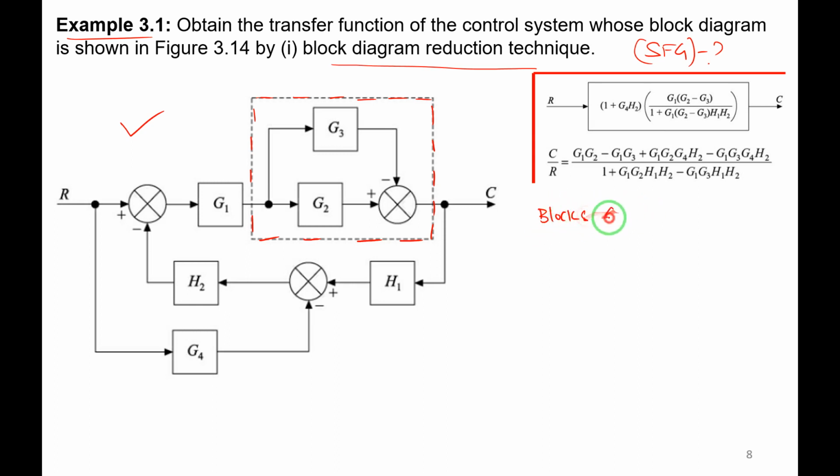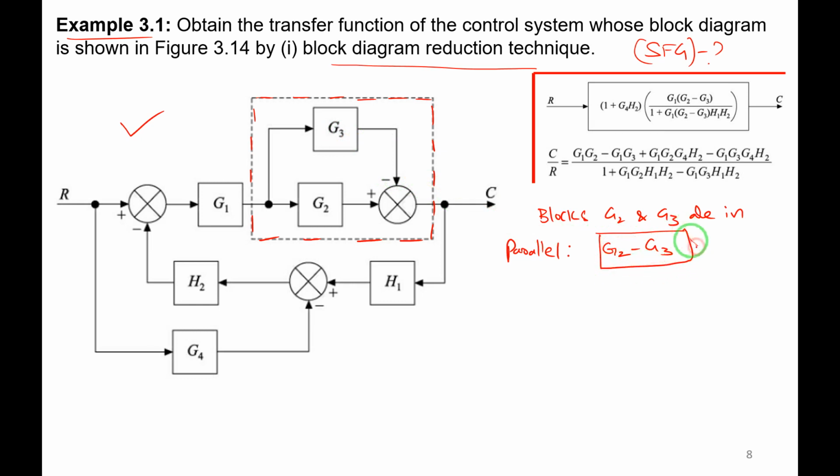The blocks G2 and G3 are in parallel. If blocks G2 and G3 are in parallel, what will happen? Just observe here: G2 is going to this summing point with a plus sign, and G3 is going to the same summing point but with a minus sign. So the two blocks G2 and G3 will be converted to a single block. What is that single block? G2 minus G3, because G3 is minus, and it gets converted to a single block.